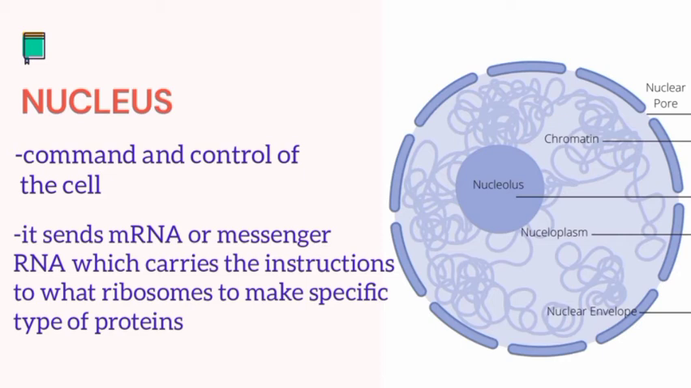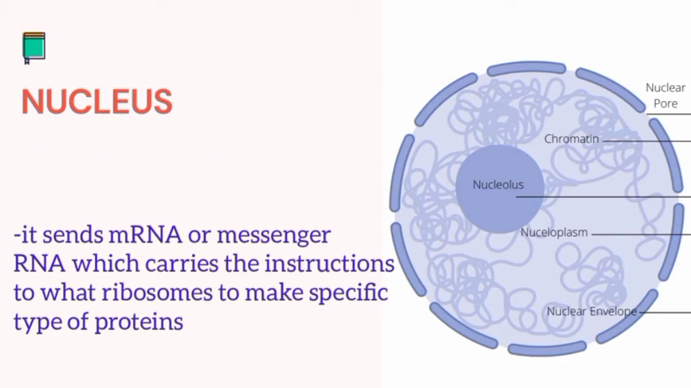The nucleus is surrounded by a membrane called the nuclear envelope, and on this membrane, you'll see holes, which are known as the nuclear pores. Nuclear pores allow stuff to go into and out of the cell. So the messenger RNA comes out of the nucleus through nuclear pores.